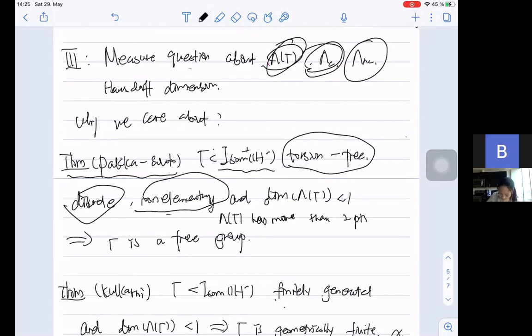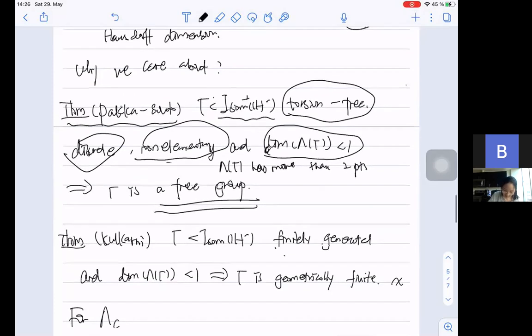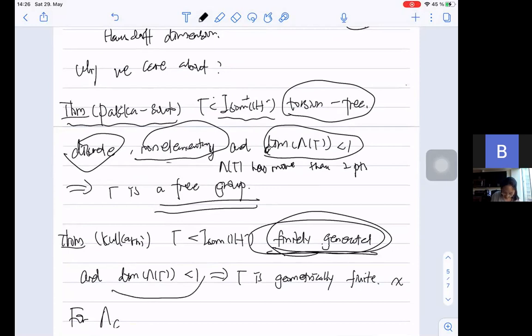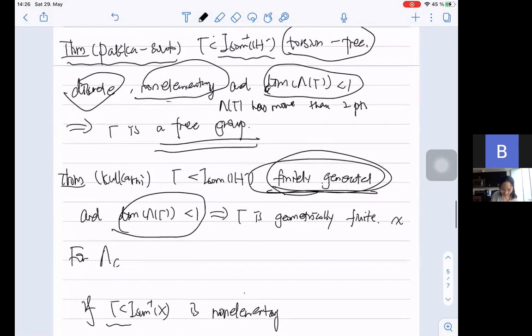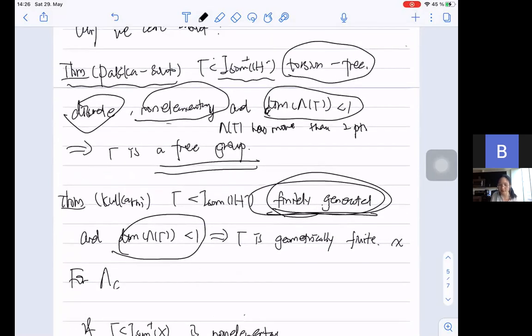Another assumption: if we know the Hausdorff dimension for the whole limit set is smaller than 1, then surprisingly we know the group is a free group. That tells us some algebraic information about the group. And then a theorem of Kulkarni says that if gamma is finitely generated, note this is an additional assumption, and the Hausdorff dimension is smaller than 1, then we can conclude gamma is geometrically finite. That tells you some geometric information for the group gamma acting on the space. That's the story for the whole limit set.